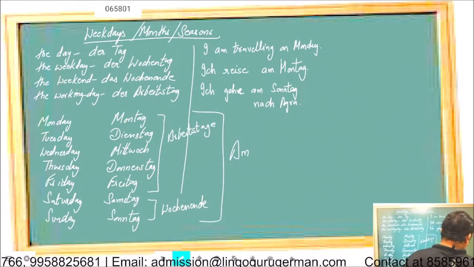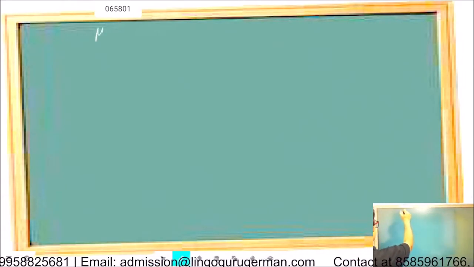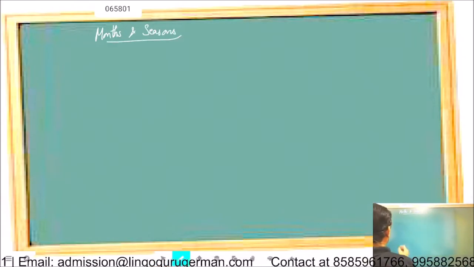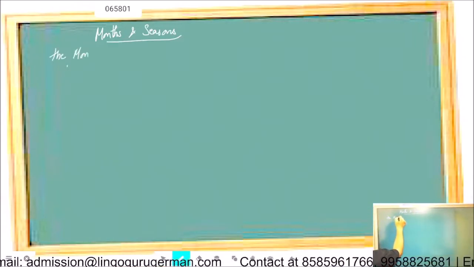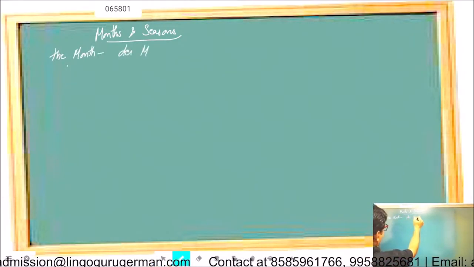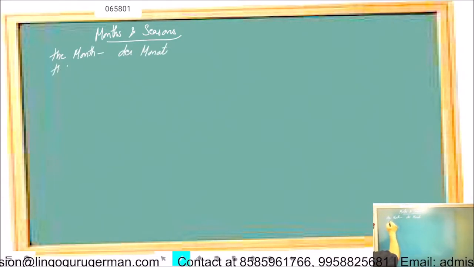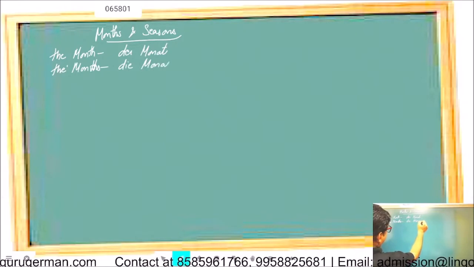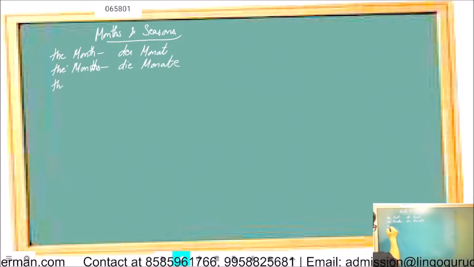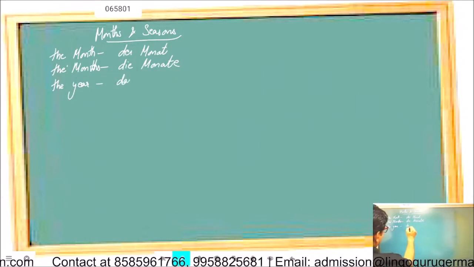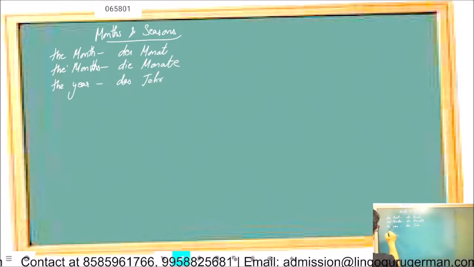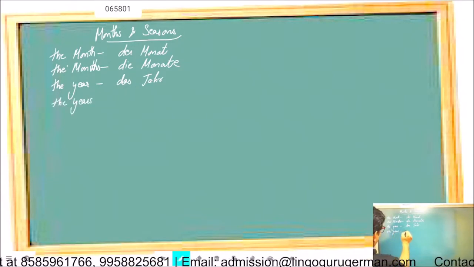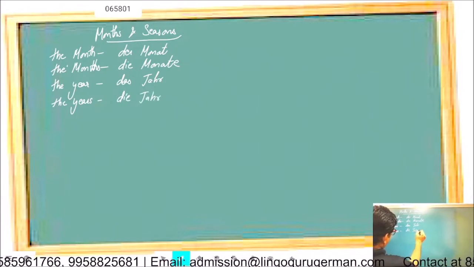Or I am proceeding to the next topic, which is months and seasons. So, the month, der Monat. The months, die, plural is always die. The year, das Jahr. The years, die Jahre.